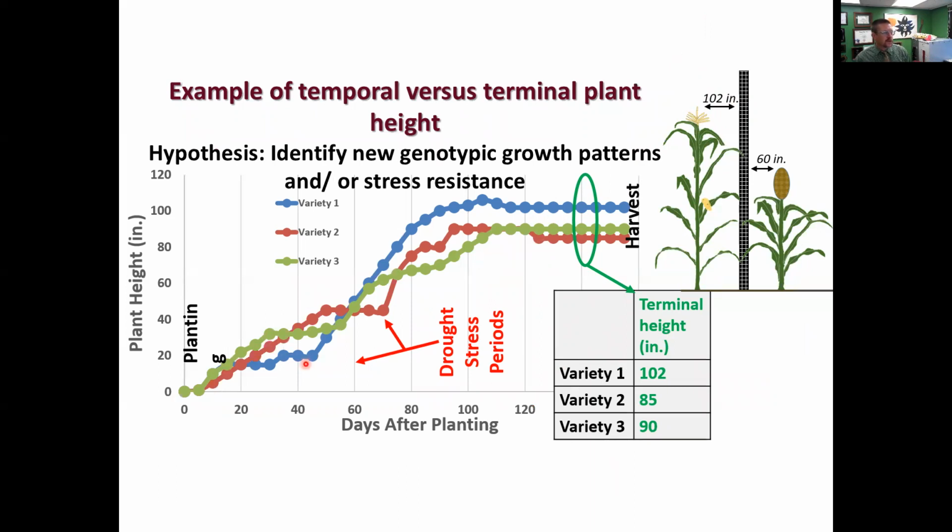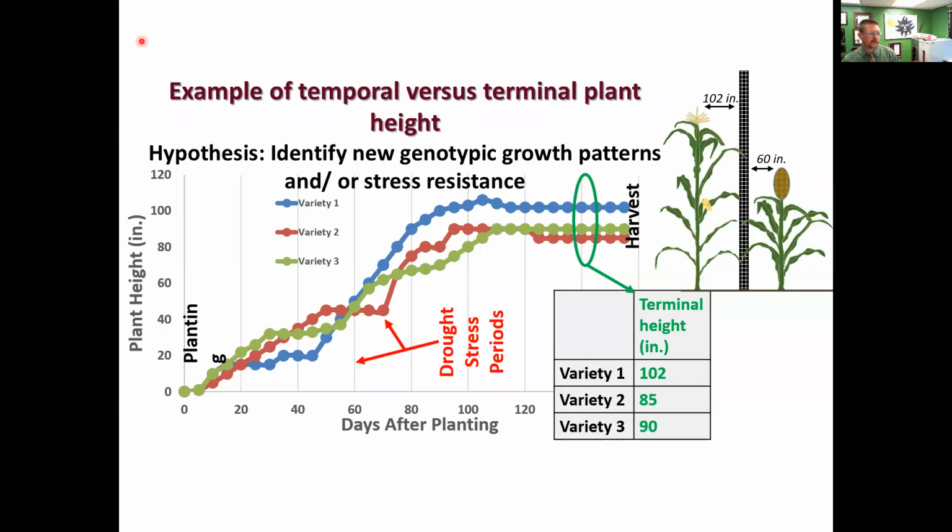So if we have drought stress periods, maybe one variety is better at drought stress at early growth, and one variety is better at drought stress in later growth. And we could never see that with the conventional methods that we use to collect this data.